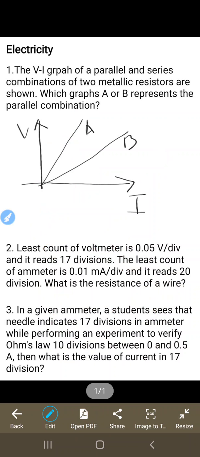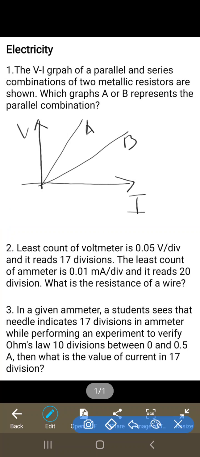Now move to question number 2. The least count of the voltmeter is 0.05 volt per division and it reads 17 divisions. The least count of the ammeter is 0.01 milliampere per division and it reads 20 divisions. What is the resistance of the wire? So for this one, you have to first know what is least count.